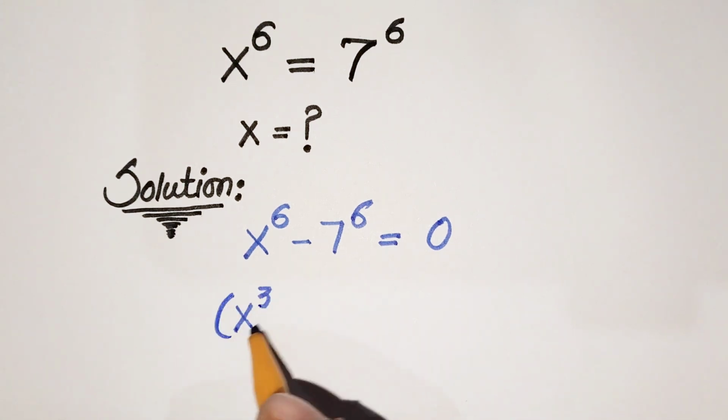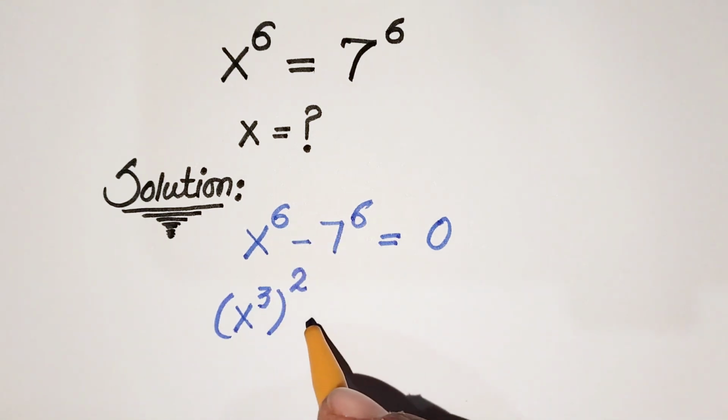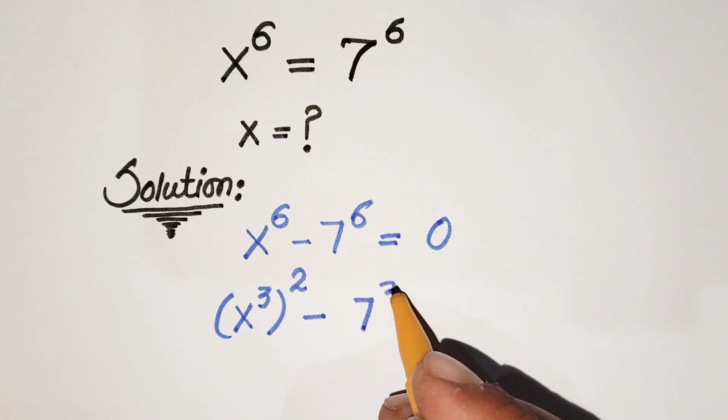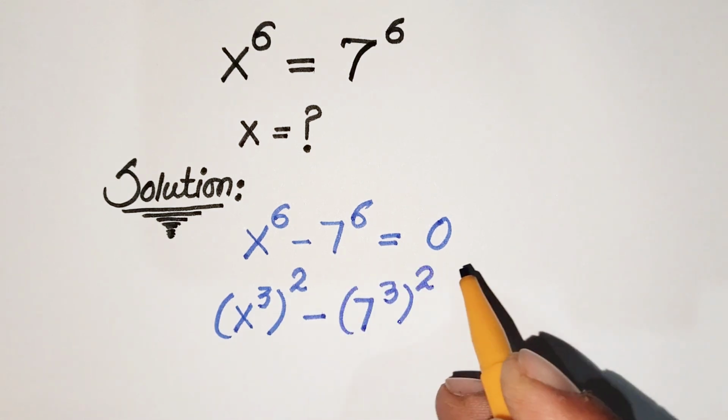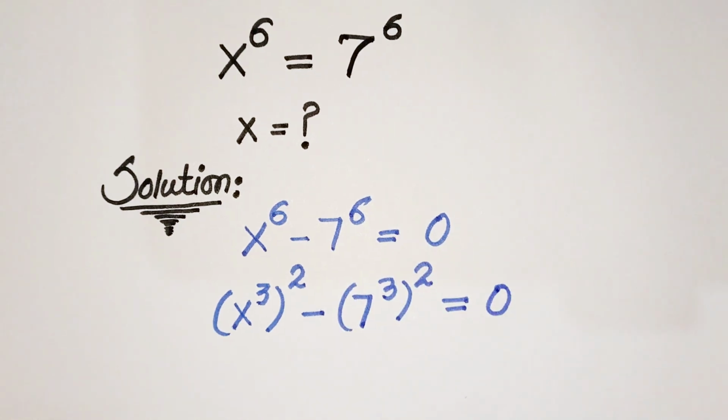So now we can write x raised to the power 6 as x raised to the power 3 whole squared, and 7 raised to the power 6 as 7 raised to the power 3 whole squared. So it is equal to 0.